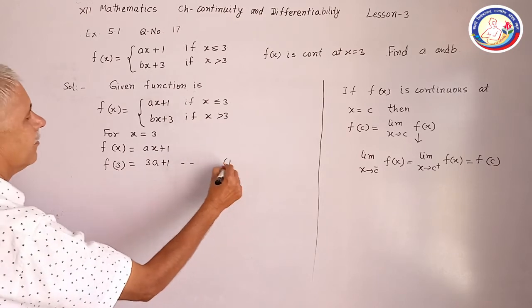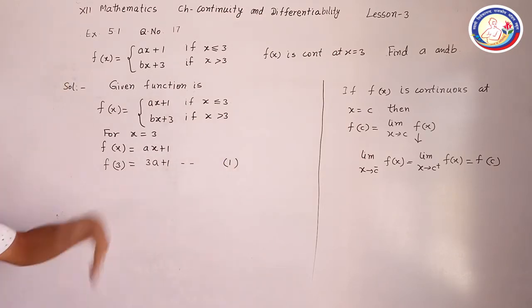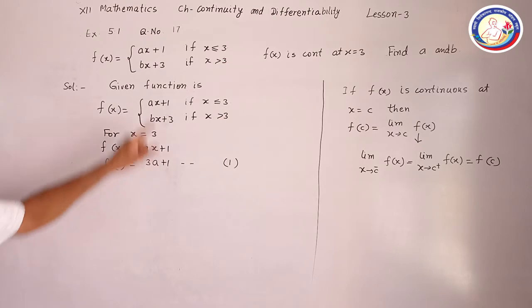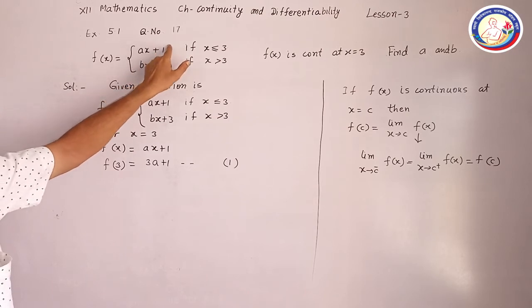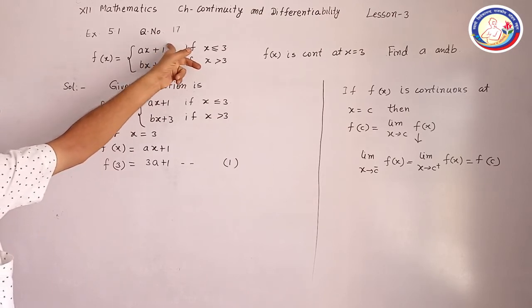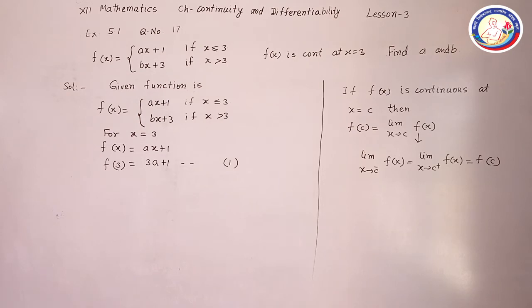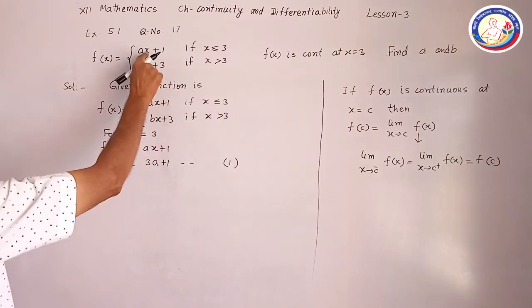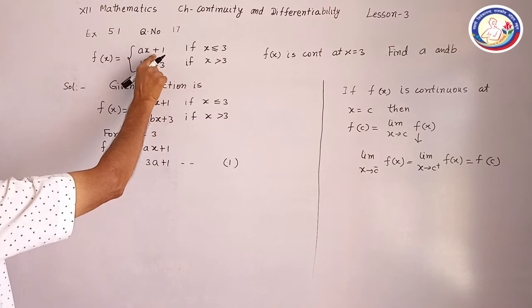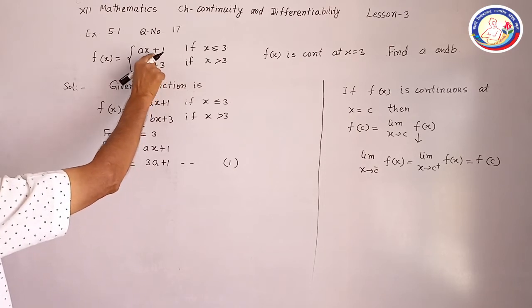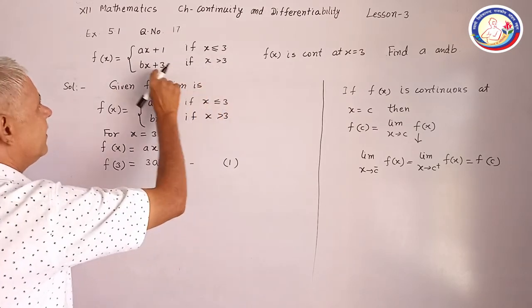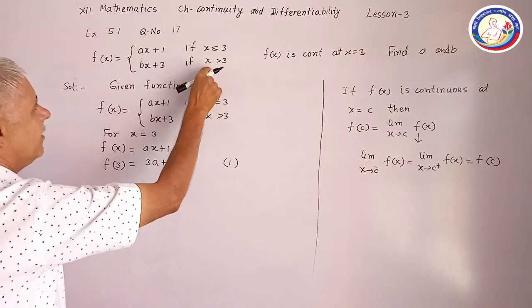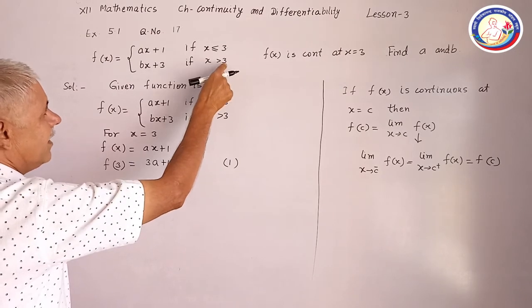Call it 1. Now, find the left hand or right hand limit. If we find the left hand limit, then ax plus 1 will be there in the expression, so it will give no fruitful result to us. So what must we do? We must consider this function and find the right hand limit.